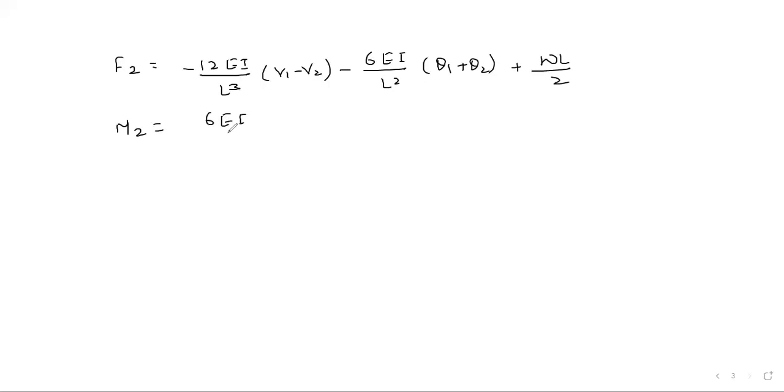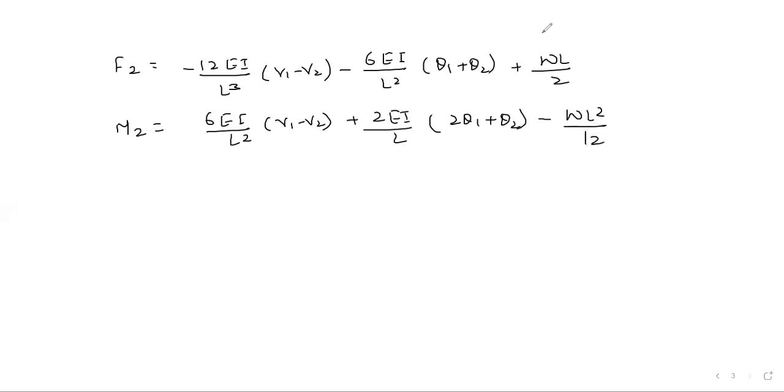Similarly, we will get M2: 6 EI upon L square (V1 minus V2) plus 2 EI upon L (2 theta 1 plus theta 2) minus WL square upon 12. So this is our F2 value and this is our M2 value. Now we have calculated all four values, F1, F2, M1, M2. From this we are going to write the stiffness matrix, because we know the relation between stiffness matrix and force: F is equal to K into delta.